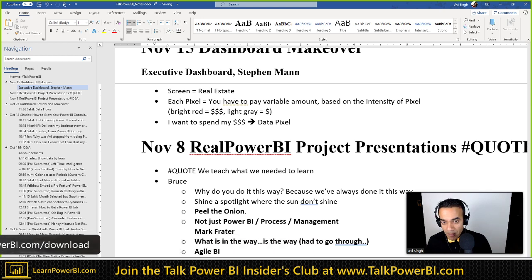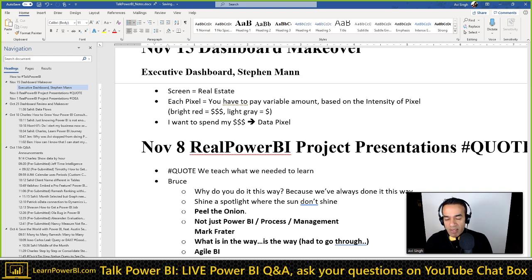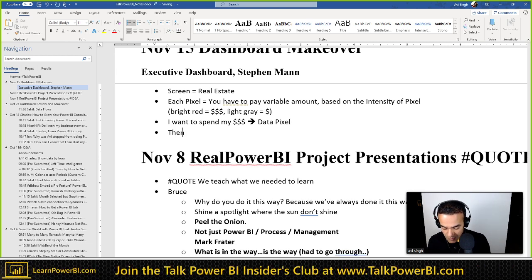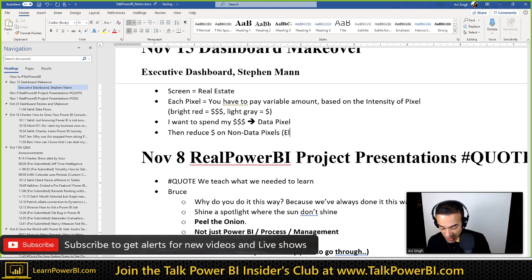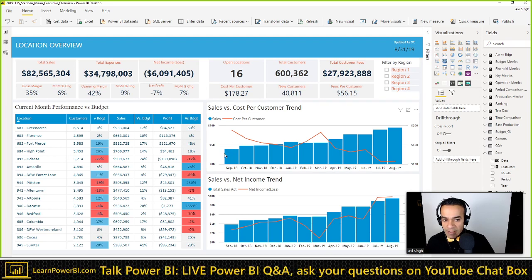At least for operational dashboards. For infographics and such, you want to grab their attention first, because otherwise they're not interested. That's a whole different thing. We're not really talking about that here. So we're gonna pour our money into data pixels. My data pixels gotta be there and gotta be right, right? Reduce dollars on non-data pixels. So either we eliminate if we can, or de-emphasize it, right?